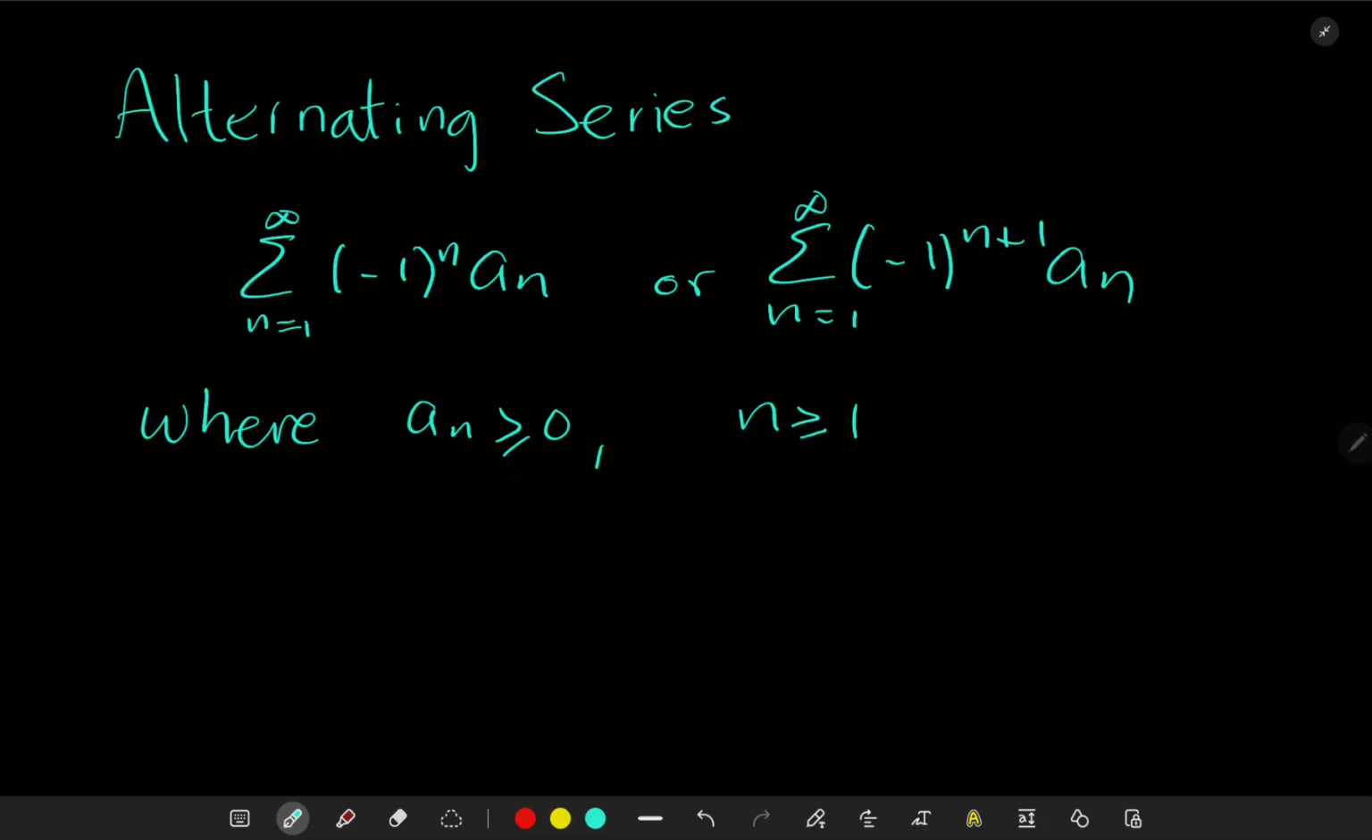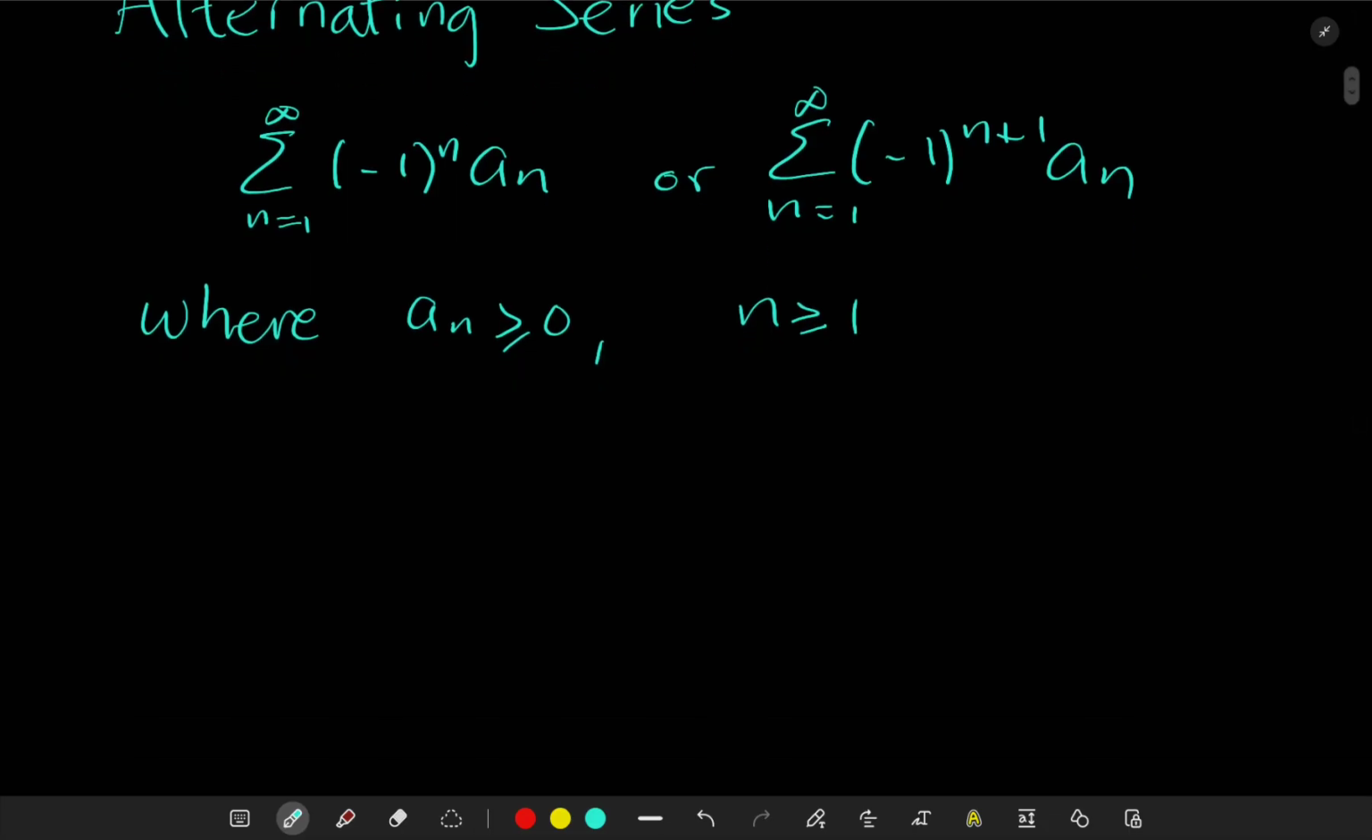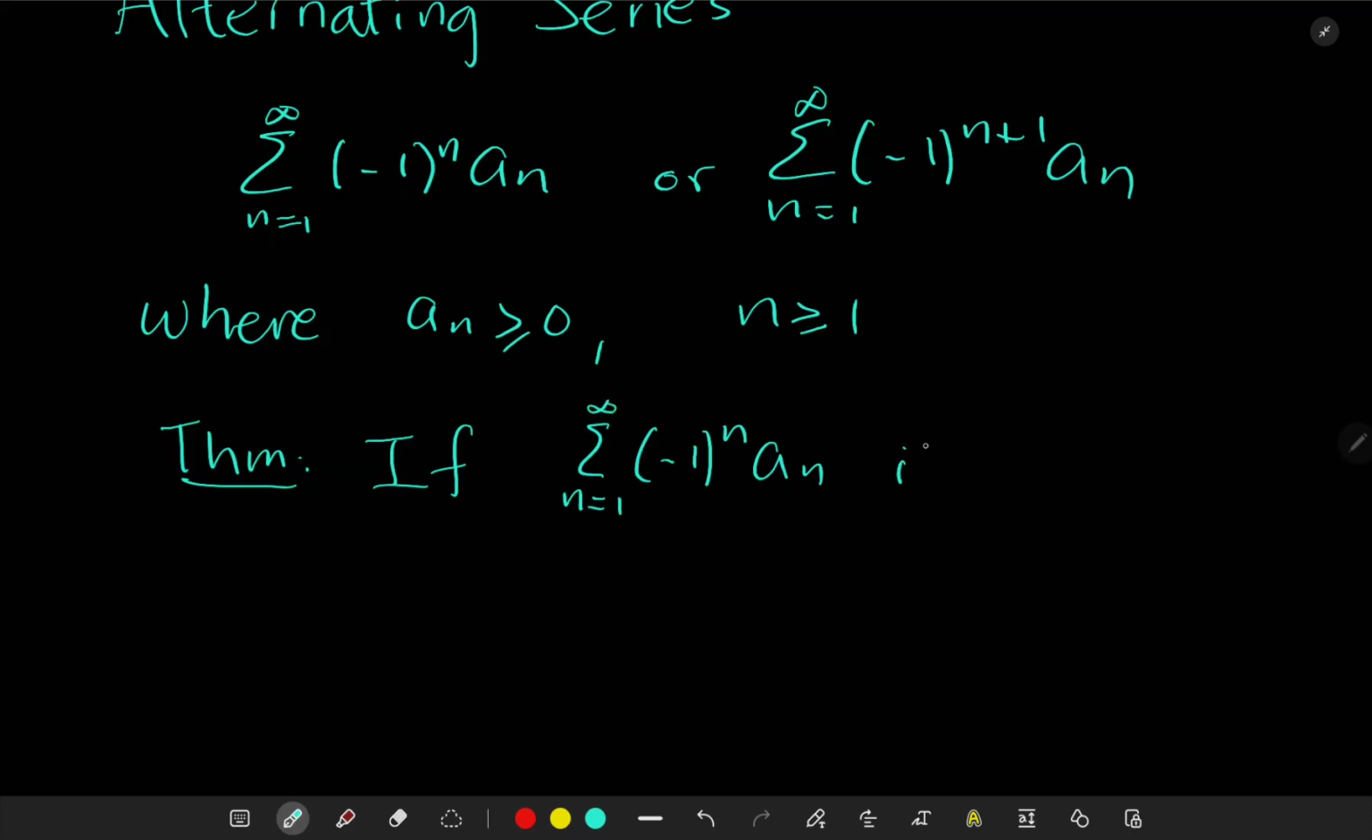All right, so what is the theorem going to say? Well, the theorem is going to say that if the series is alternating, let's say the sum of negative 1 to the n of a sub n starting at 1 all the way to infinity is alternating, then we're also going to need that a sub n be greater than a sub n plus 1 for all the n's, meaning the sequence is decreasing.